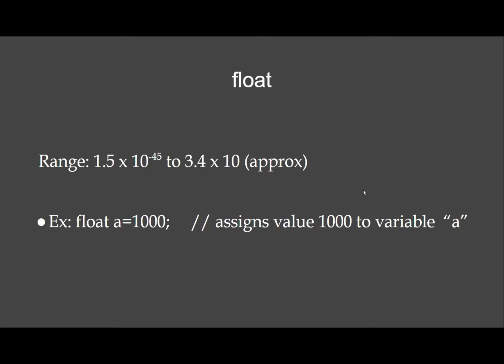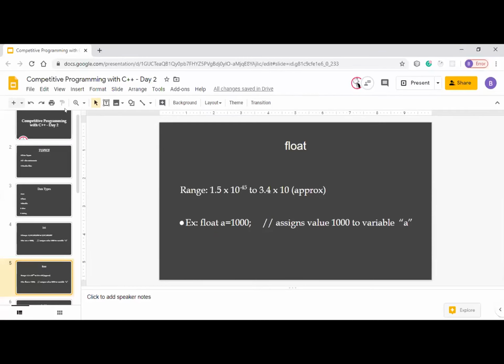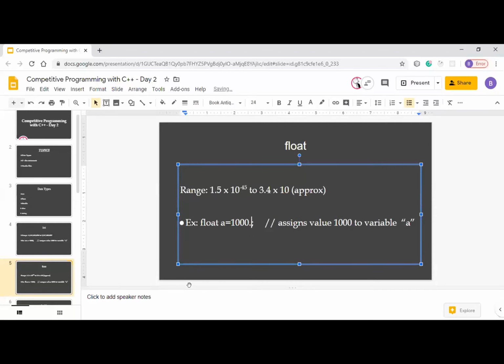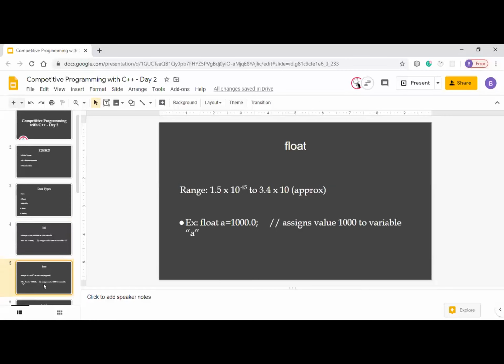Somebody's mic is on. Yeah. Okay. This should be 1000.0. Then we're good to go. So next we have the floating point type.